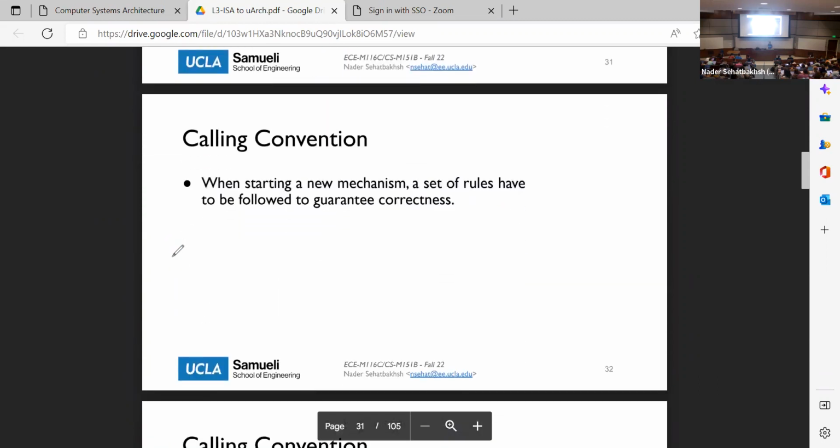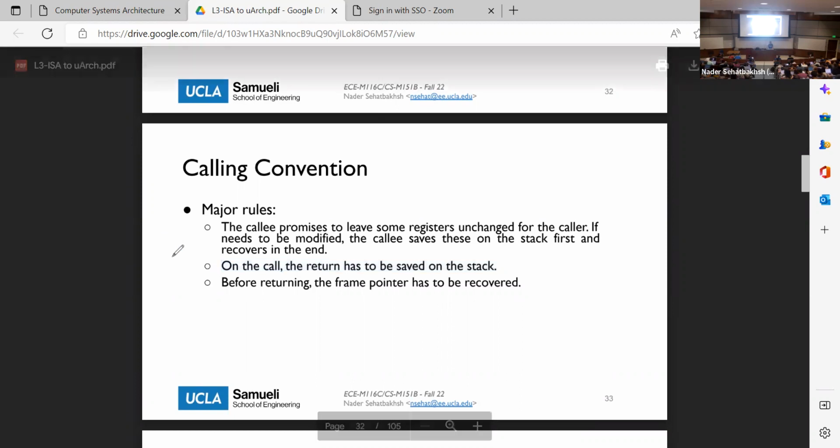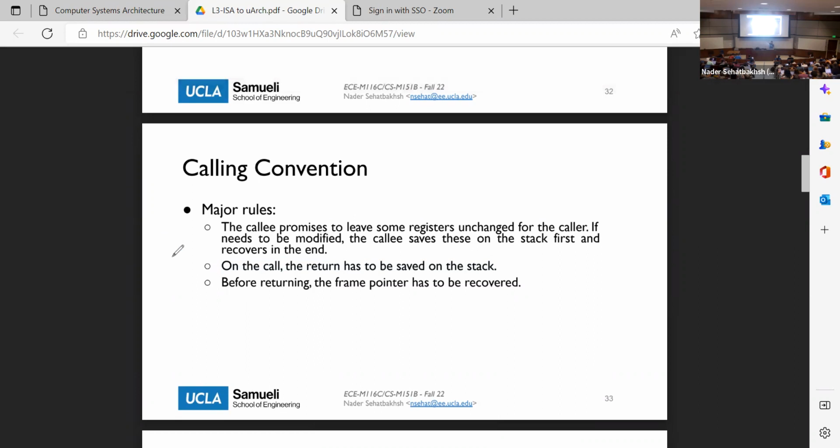All right. So again, quickly about the calling convention. So when we are starting a new function, we need to follow a set of rules, right? For correctness, usually the rules that we need to follow in the calling convention apply when we are calling another function and executing another function. We have two players here, the callee and the caller, right? The callee is the function that we're going to jump to, and the caller is the main function, for example, right?